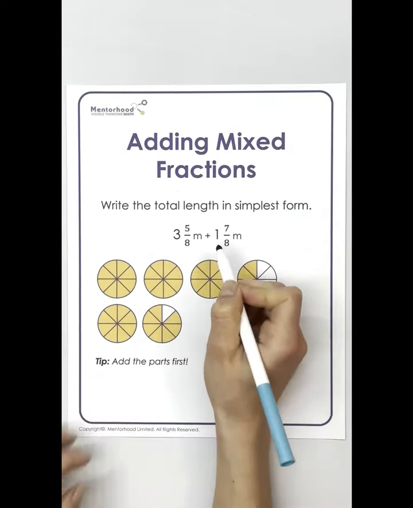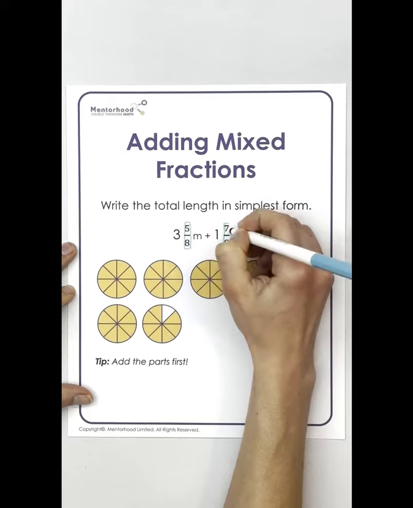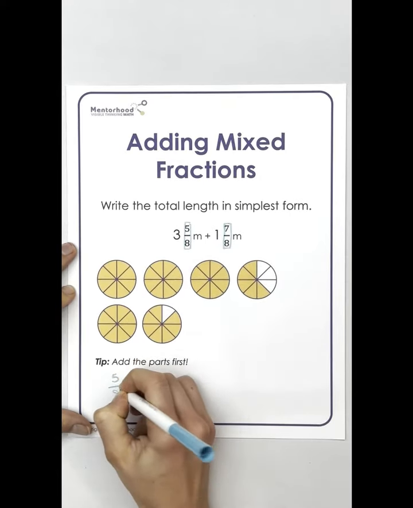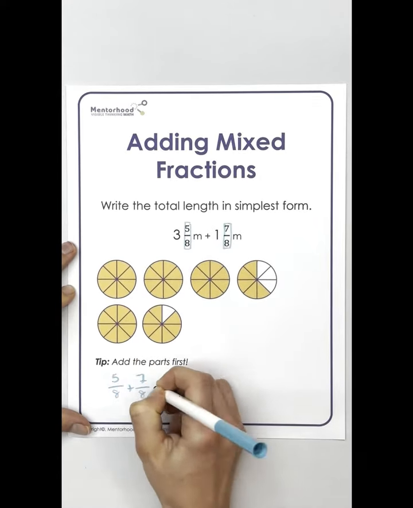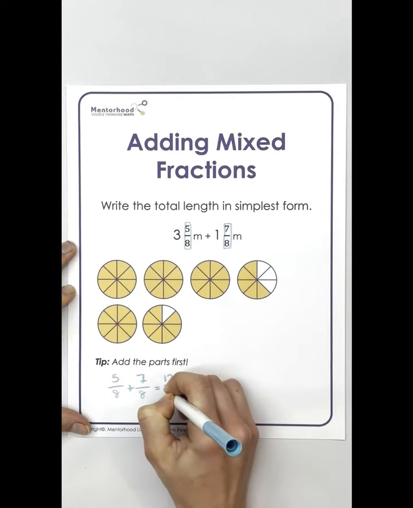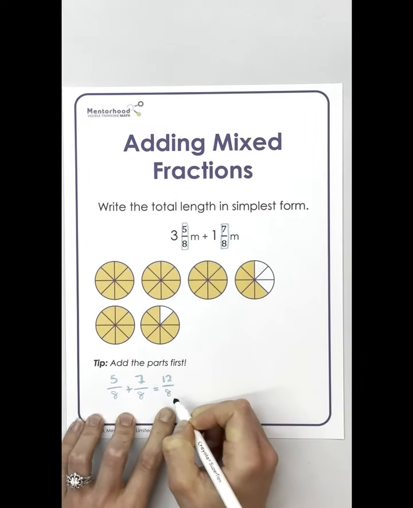So we want to do 5 eighths. Let's do our parts. So 5 eighths plus 7 eighths. Okay, so 5 eighths plus 7 eighths. 5 plus 7 is 12, so this is 12 eighths. Now, let's take this and put it in simplest form.